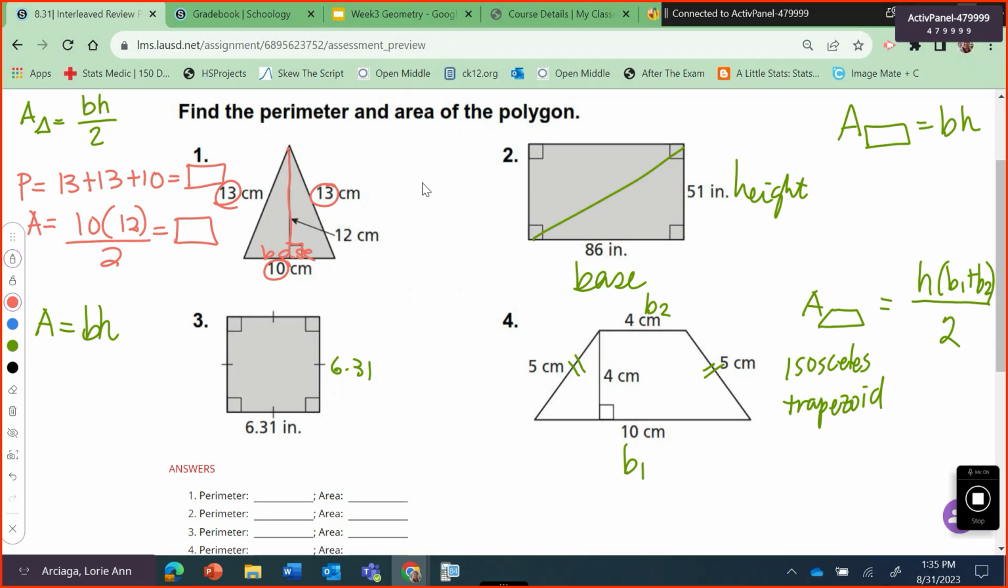Oh, okay. Instead, you times them by each other? Yeah, you times them by each other. So 51 times 86, that's area. And then the perimeter is 51 plus 51 plus 86 plus 86. There you go. Okay, so that's how you find the perimeter.